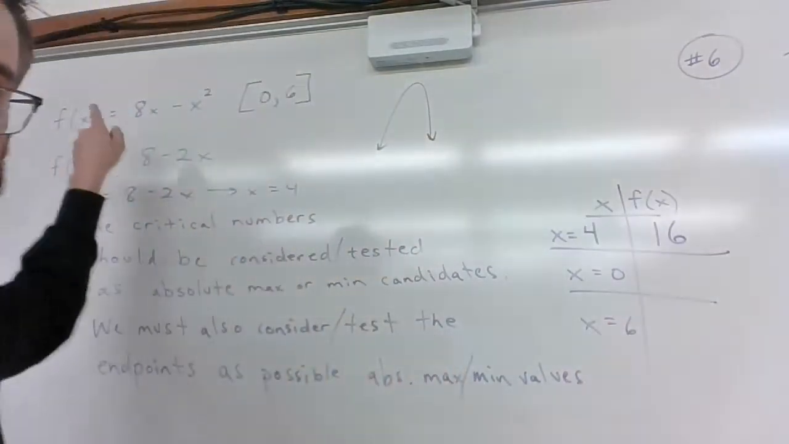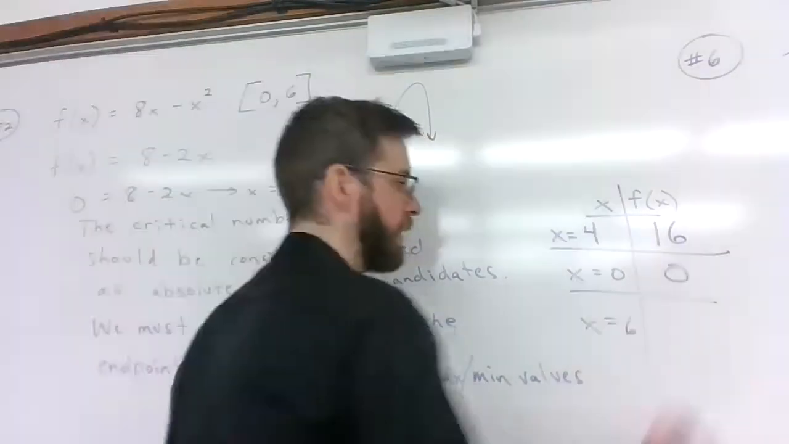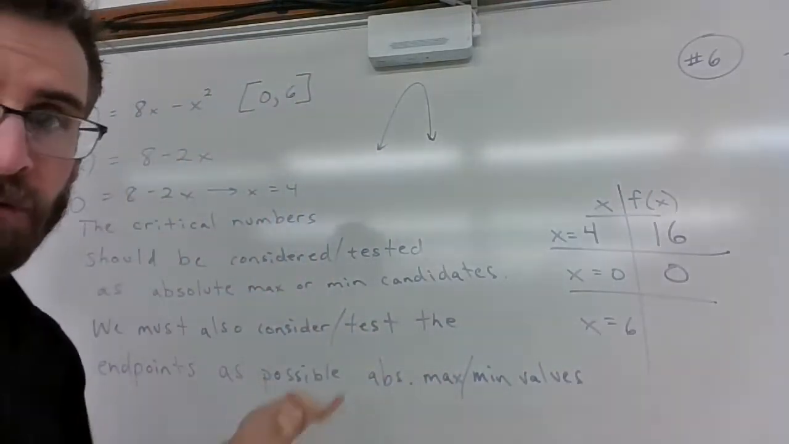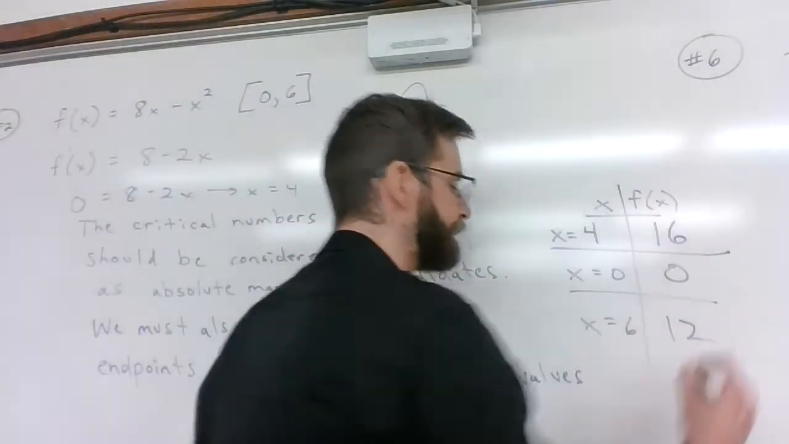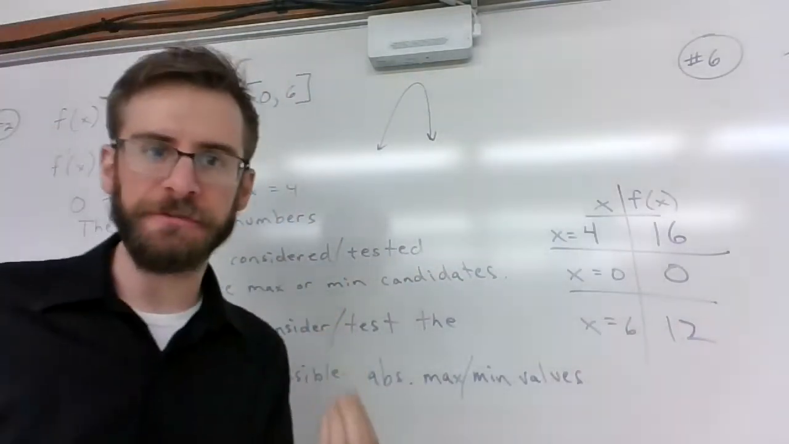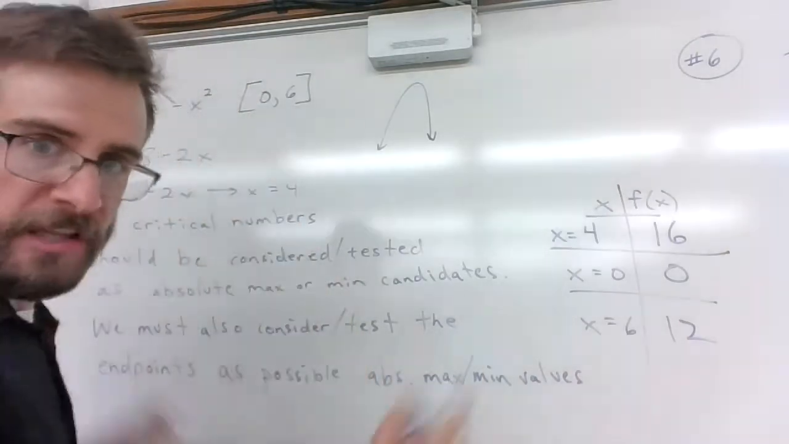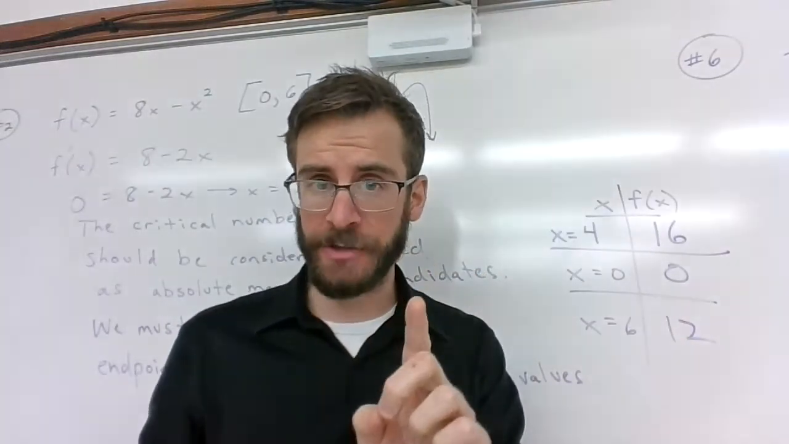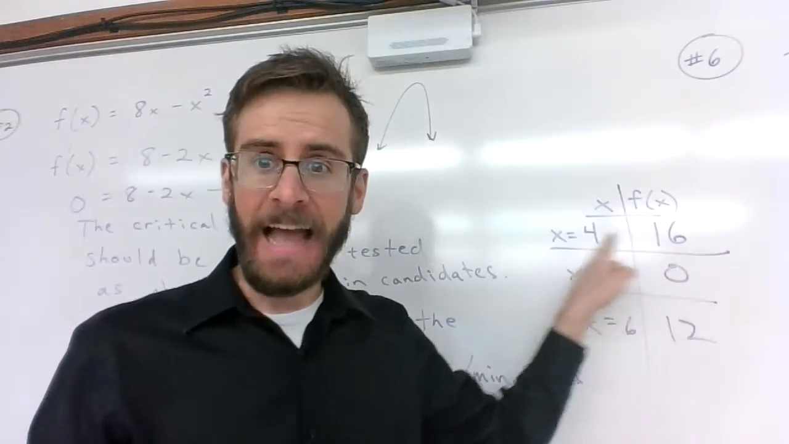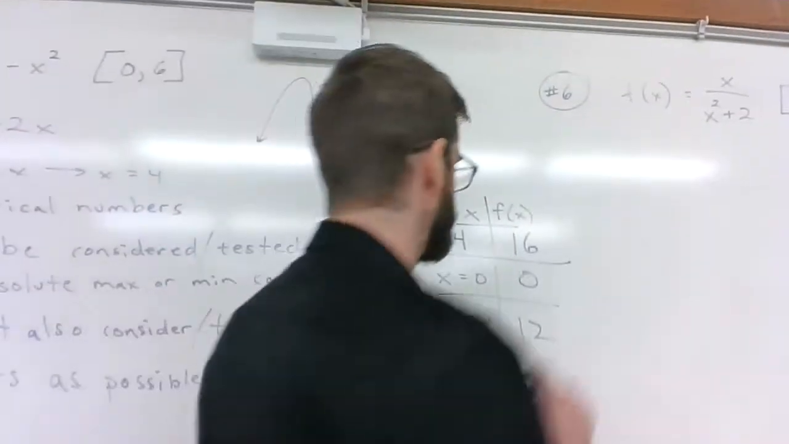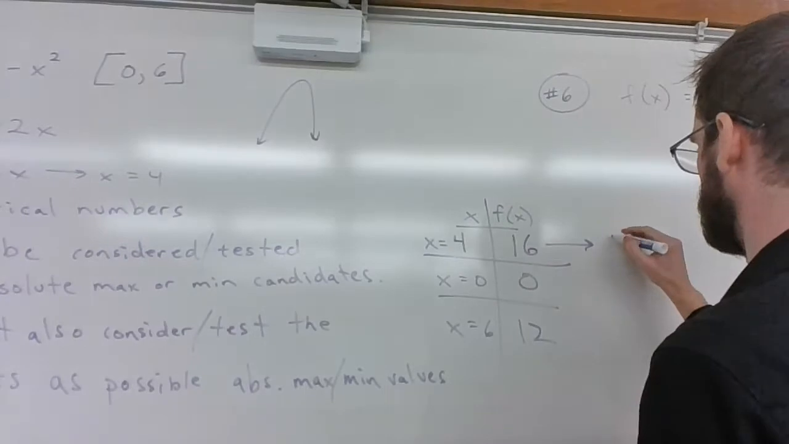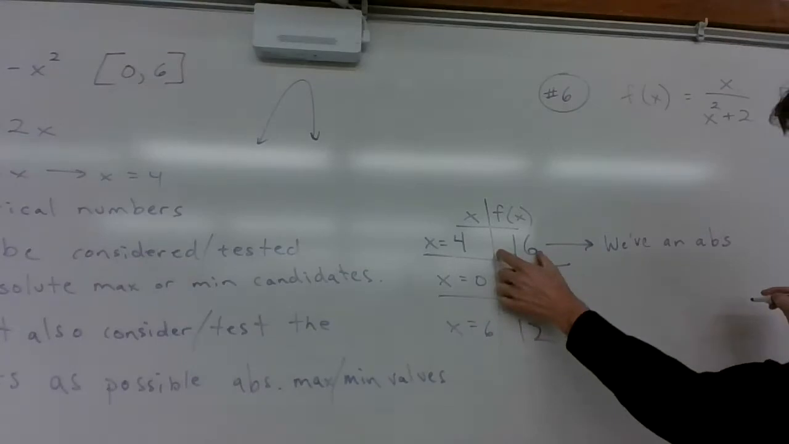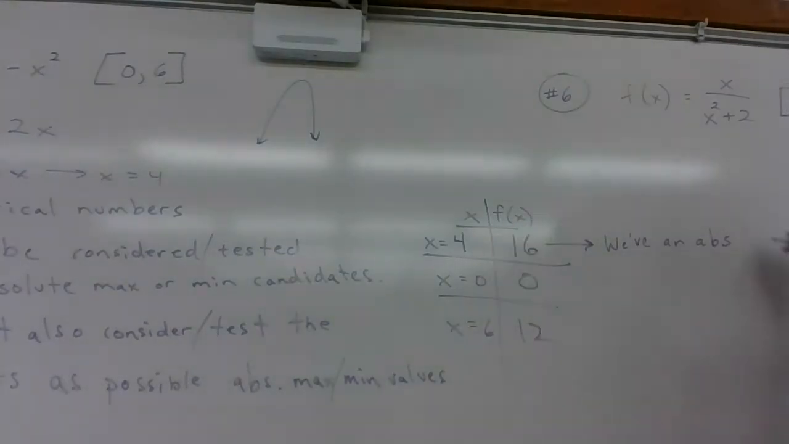When you plug in 0, you get 0 minus 0. When you plug in 6, you get 48 minus 36. 48 minus 36 is 12. So here's what all of this amounts to. We've got an absolute maximum value of 16 at x equals 4. We have an absolute max because it's the largest number that came out of this.